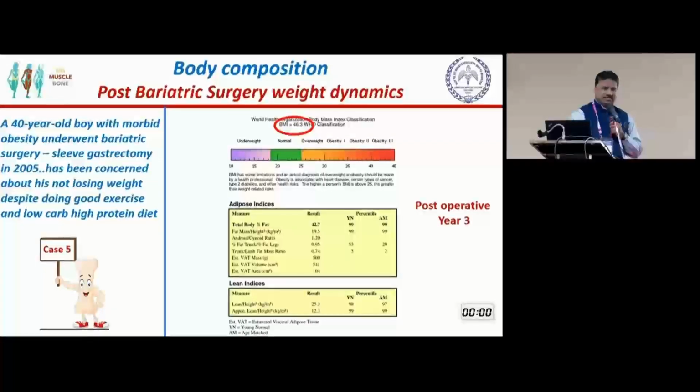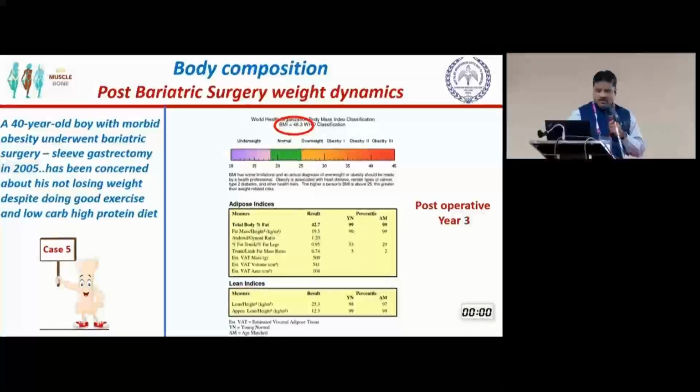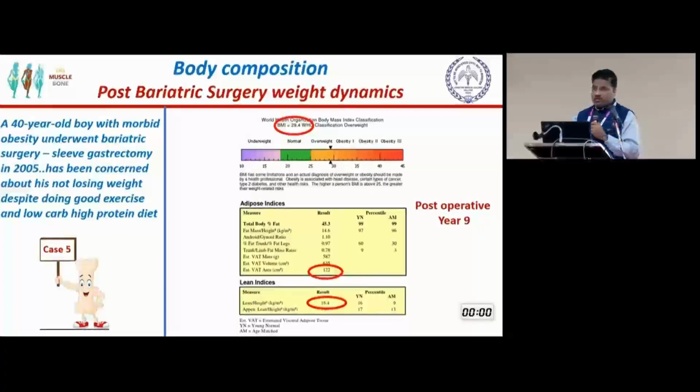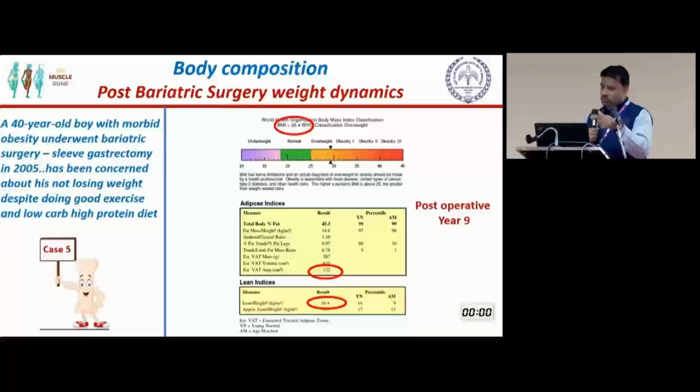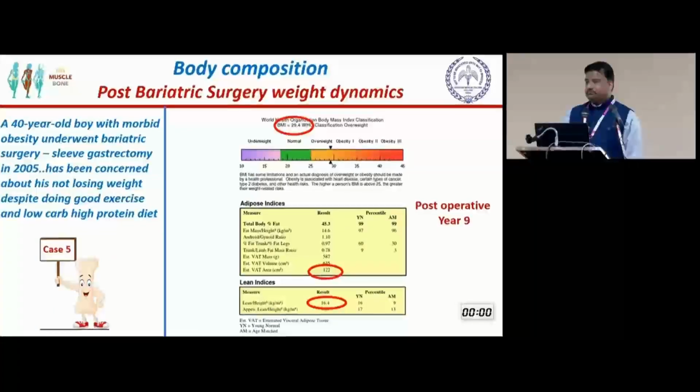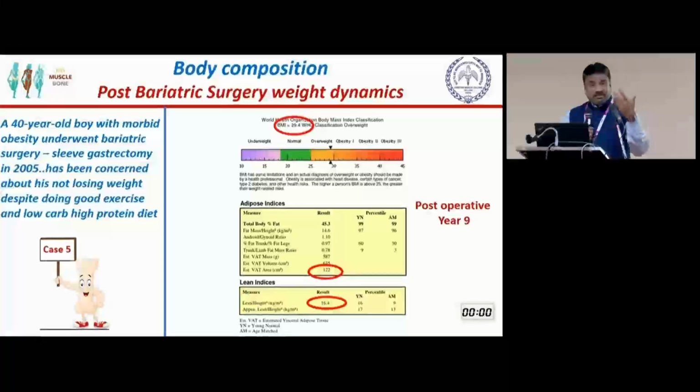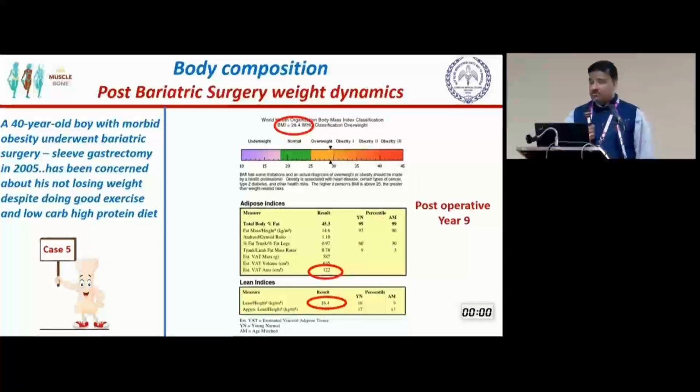Post-operative, he had a sleeve gastrectomy. Obviously, the weight comes down. The BMI of 63 came down to 46. Down the line, at 9 years follow-up, again BMI came to 29. And he came to me last year saying, "Doctor, now my weight has started increasing. I've gained about 5 kgs in the last 1 year, so what should I do?"